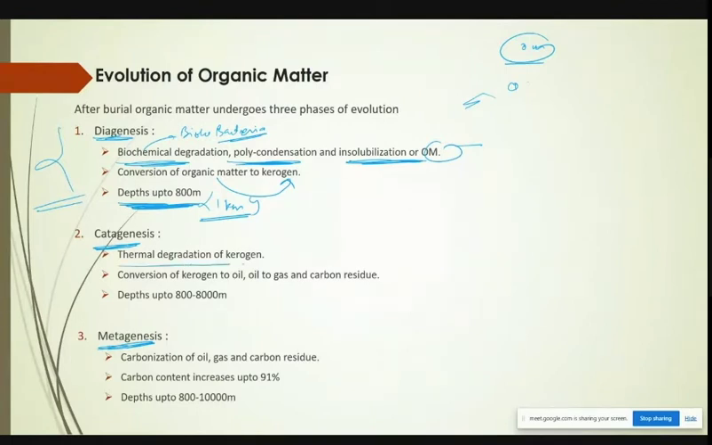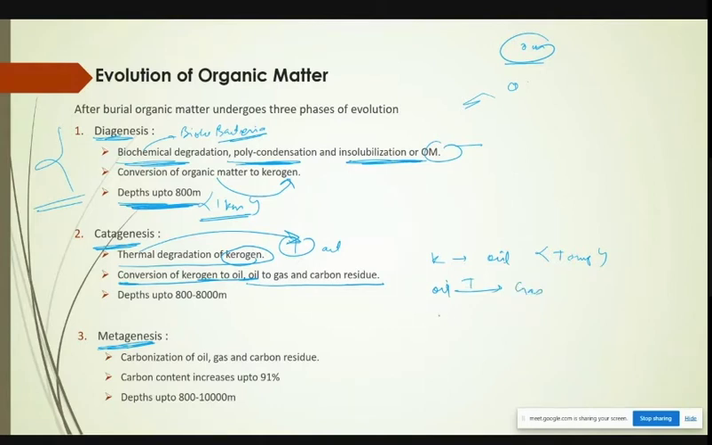Catagenesis involves thermal degradation of kerogen, meaning temperature will act. In the catagenesis process, the kerogen will convert to oil, and oil will convert to gas and carbon residue. That is, kerogen will convert to oil due to temperature, and if oil is subjected to temperature then it will convert to gas. If oil plus or minus gas is subjected to temperature and they burn down, then they will turn into carbon residue.